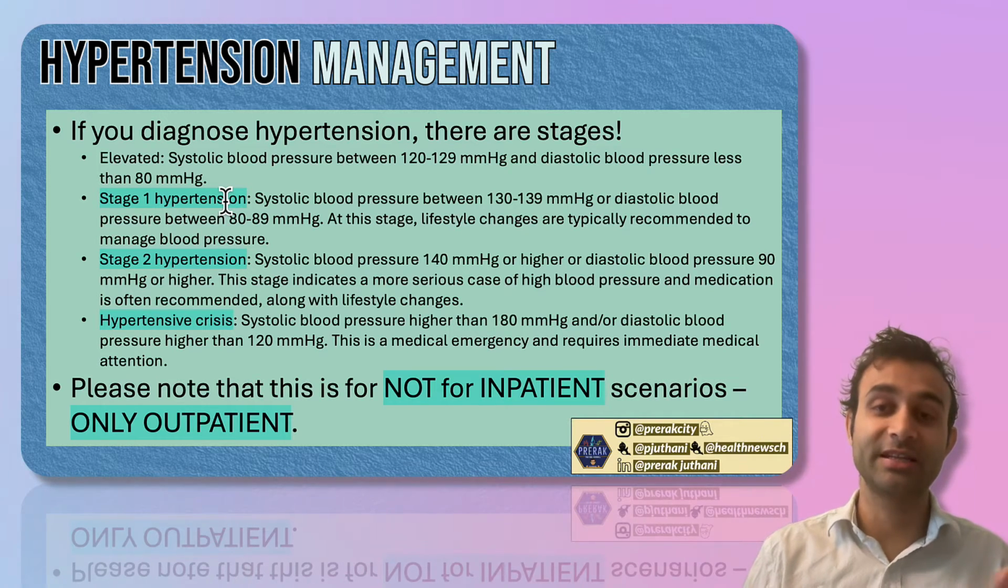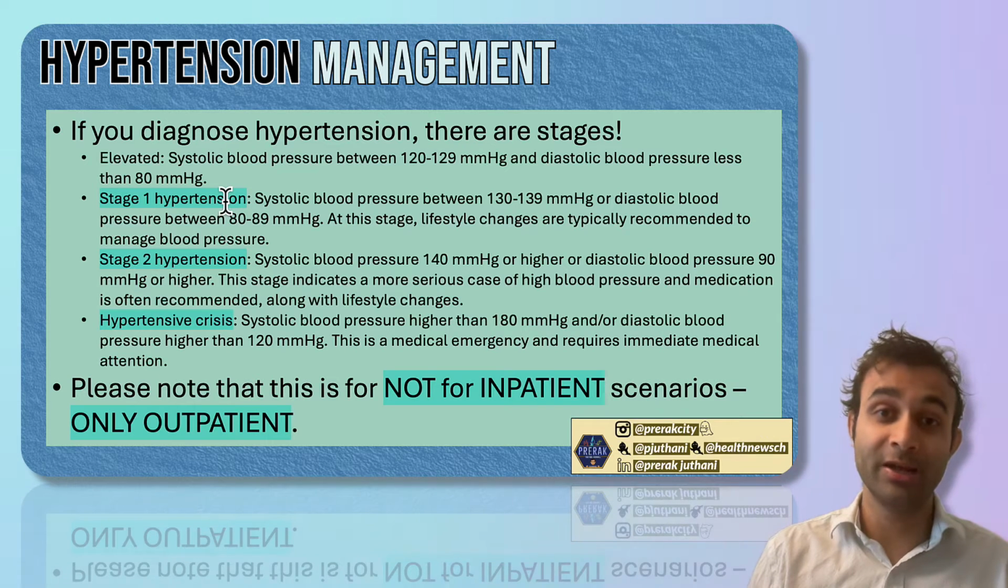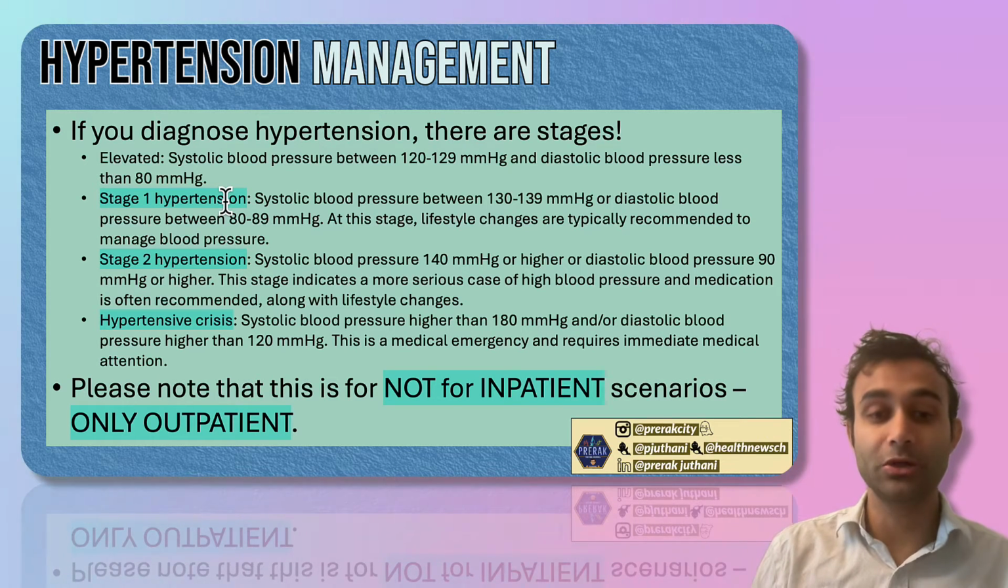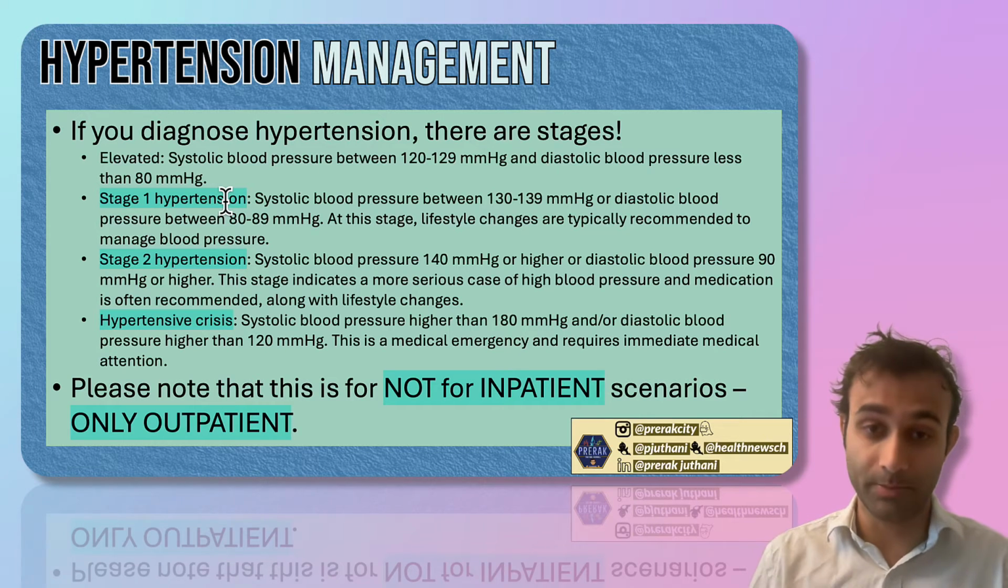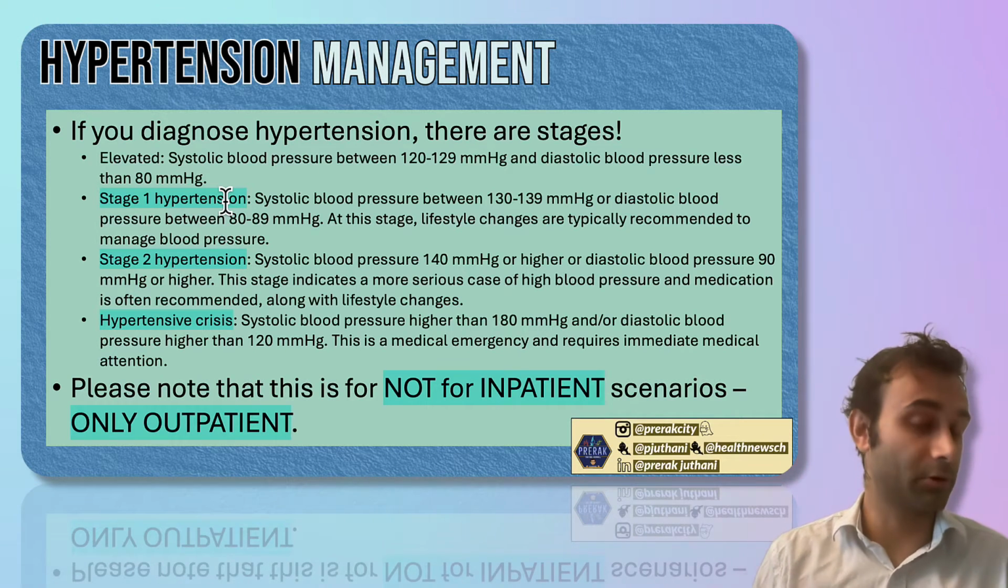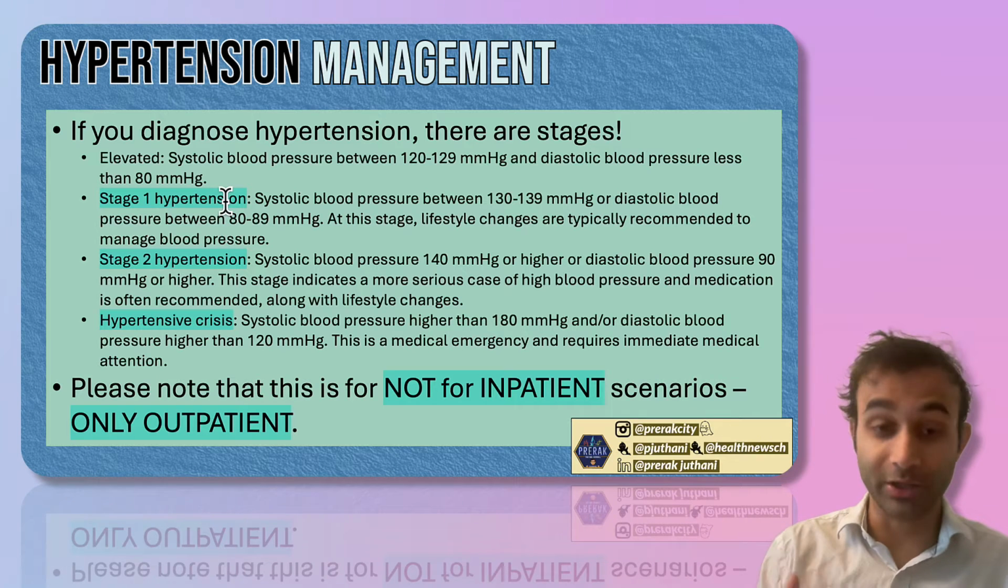And usually at this stage, you can use lifestyle recommendations to try to modify it. Stage 2 hypertension is when you actually have that first number above 140 and the second number above 90. And that actually usually requires some sort of additional intervention, which I'll get into.